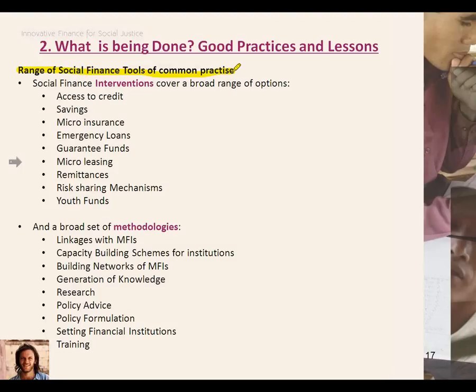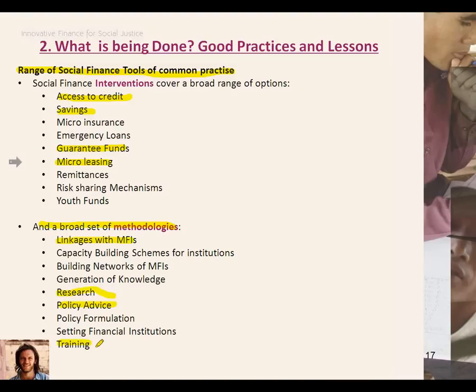These are interventions that can be used, and they are much diversified. This could be access to credit, but also savings or guarantee funds or micro-leasing, for example. And the way to go about it is through the use of a broad set of methodologies. These methodologies, as I said before, the most common probably was linkages with the microfinance institutions, but it could also be research or policy advice, or training activities. But this is what can be done with social finance.